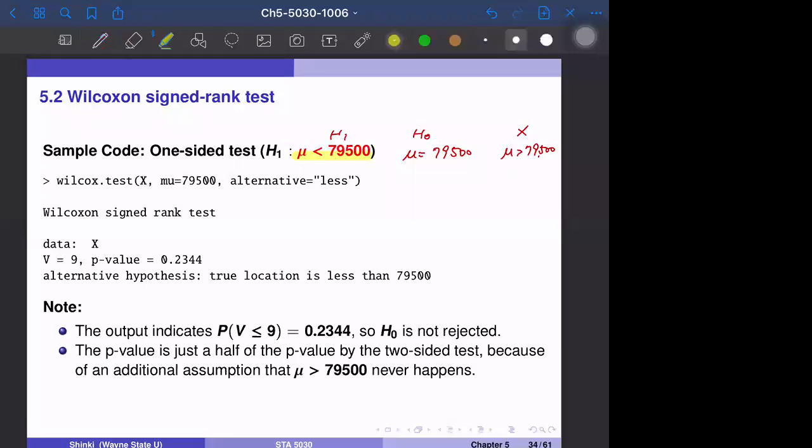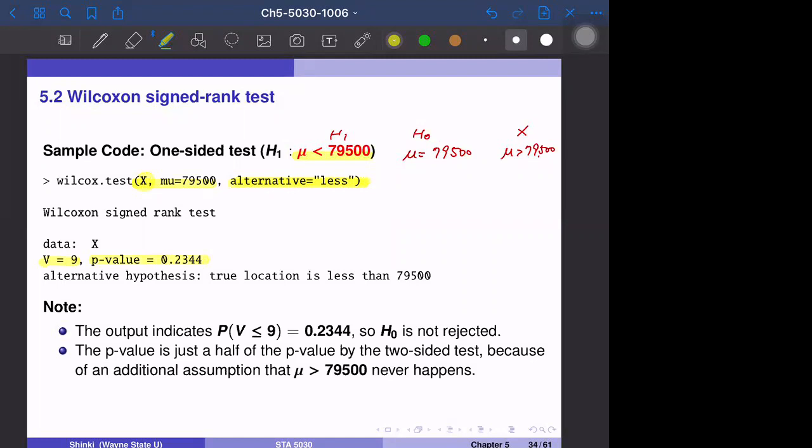So wilcox.test. This time we have the same code, where x is the income. Actually we have slightly different code, but anyway. So this is income, and alternative is equal to less. If we specify this option, we can do the one-sided test. Actually there's almost the same result. V is equal to 9. This does not change. Sorry, this is based on the data, and it isn't changed by the alternative hypothesis.